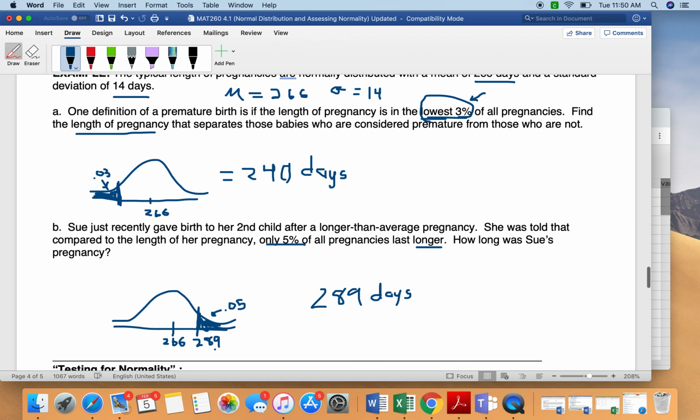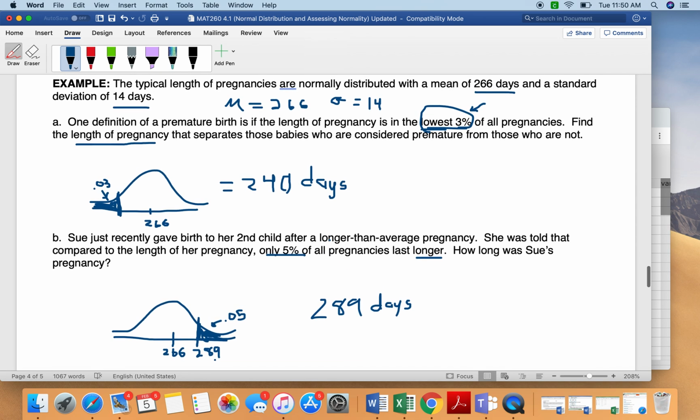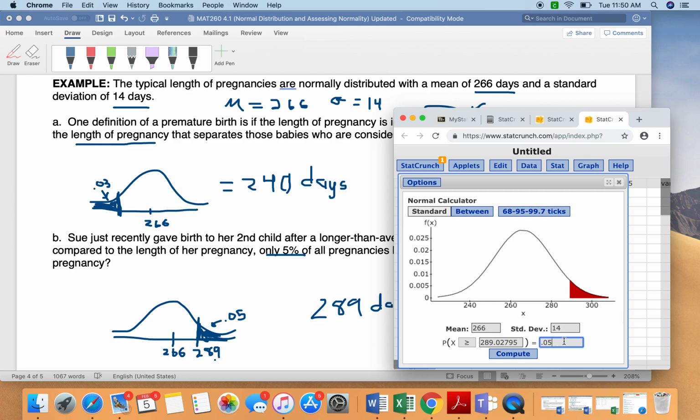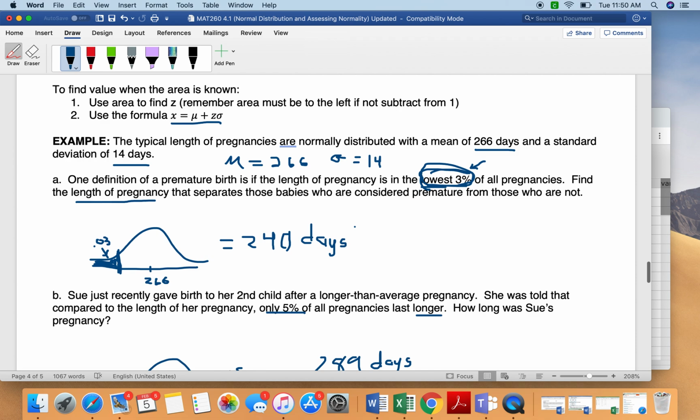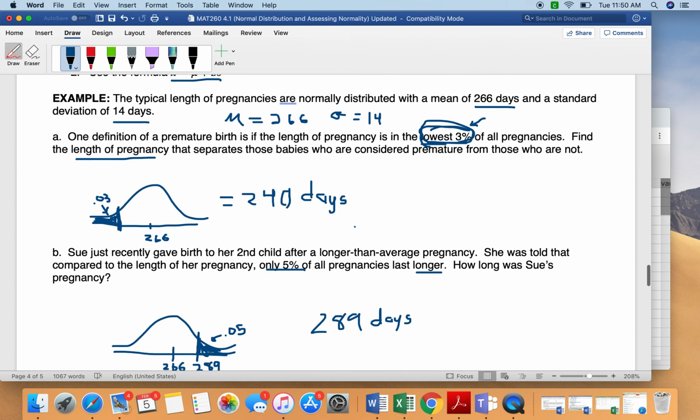So that is how you find a value when you're given an area. The key thing to look for is percentages or probabilities. Those will let you know that you're given an area. And when you're given an area, you want to put the area in the area box in StatCrunch over to the right of the equal sign. So that is how you find a value when the area is known in StatCrunch.